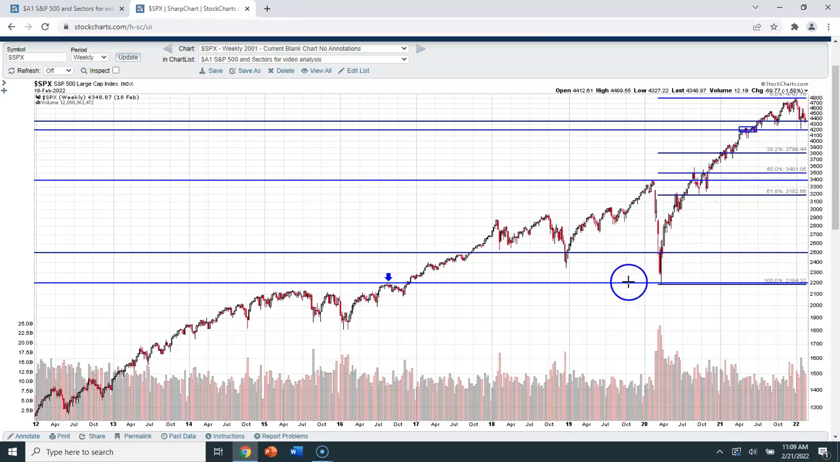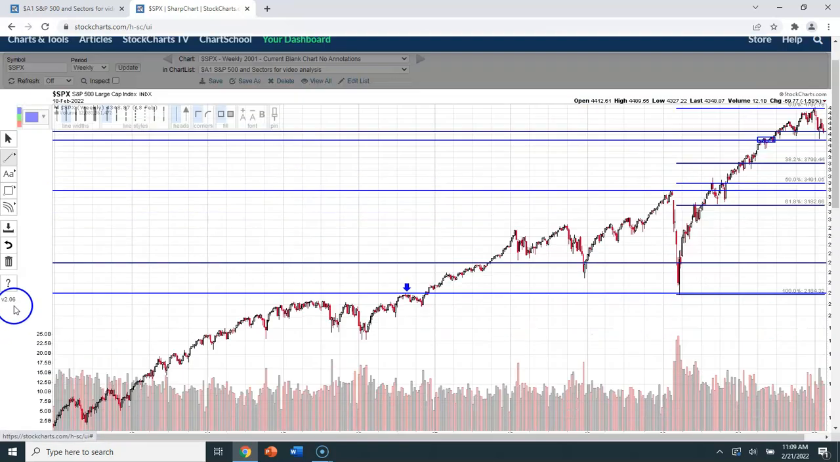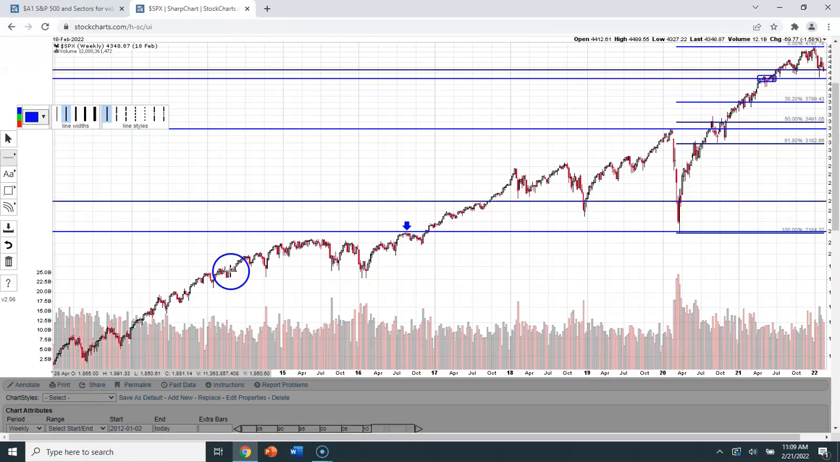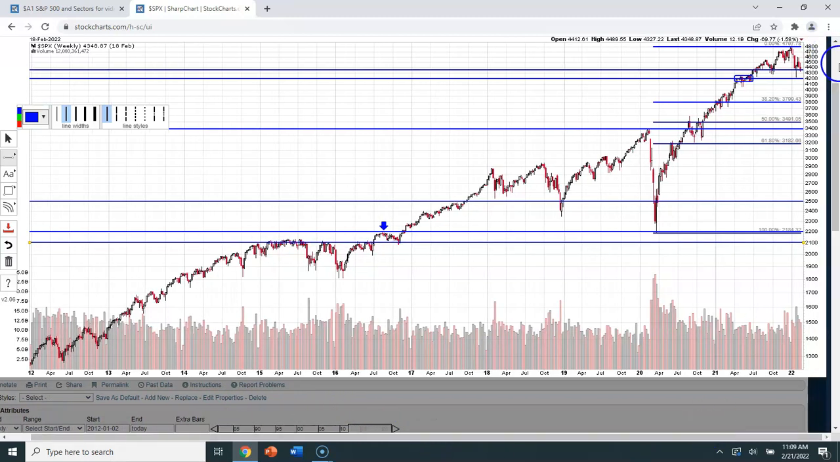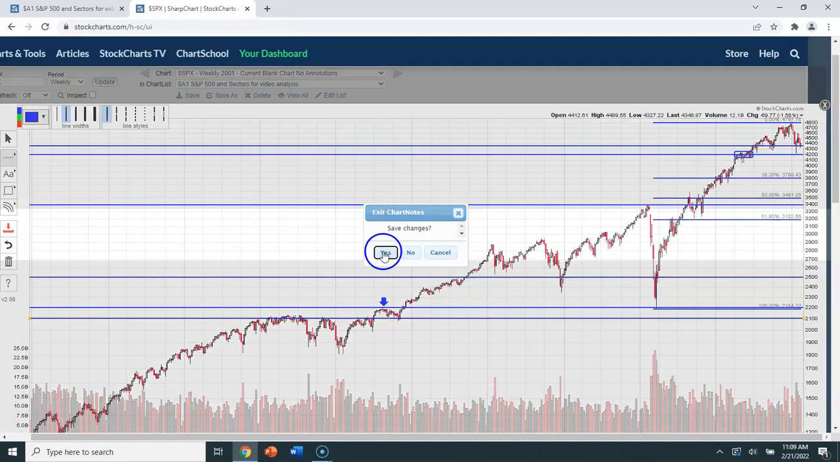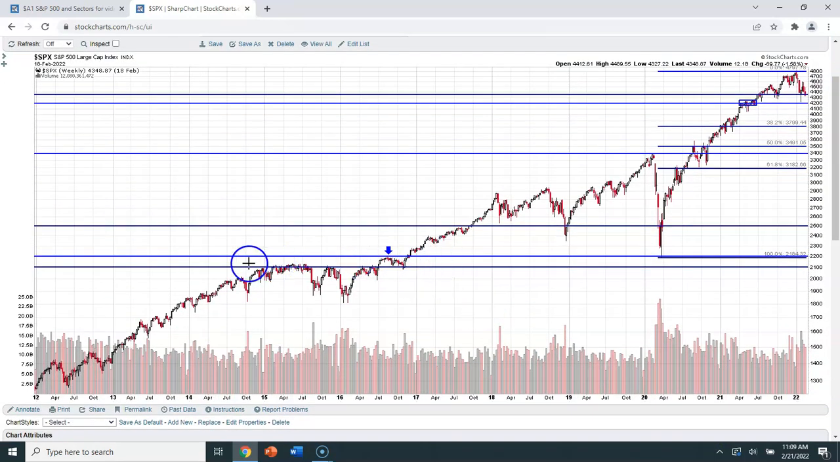But hopefully, guys, we're not going to round trip this entire move that we've had since March of 2020, because that would take us down to this 2,200 level or perhaps even lower, because you can see here that there's even more support when we get down to the 2,100 level. I'm just going to get that as close as I can right in there. And let me back out of here. As you can see here, once we get down to this 2,200, 2,100 level, we start to get a lot of support down in here.